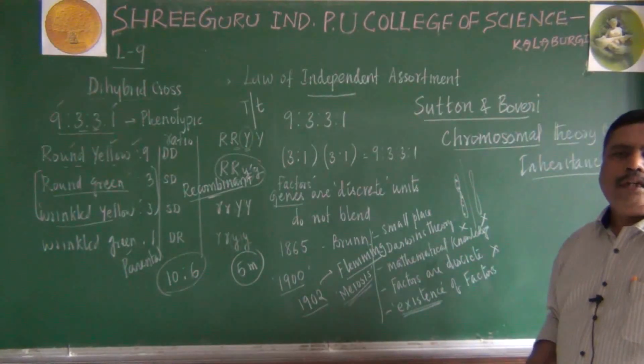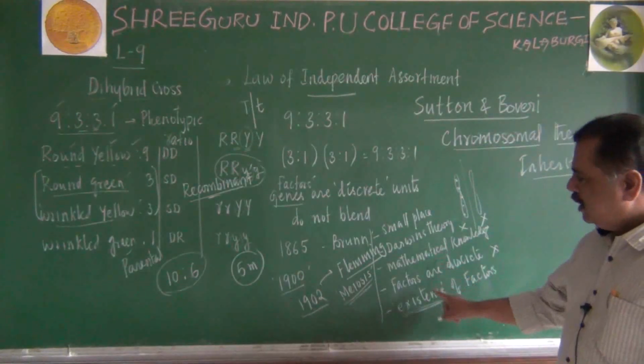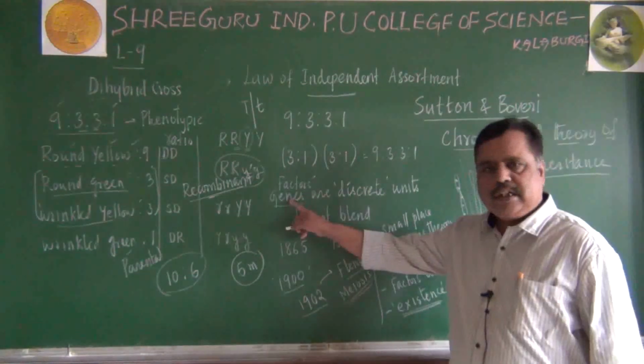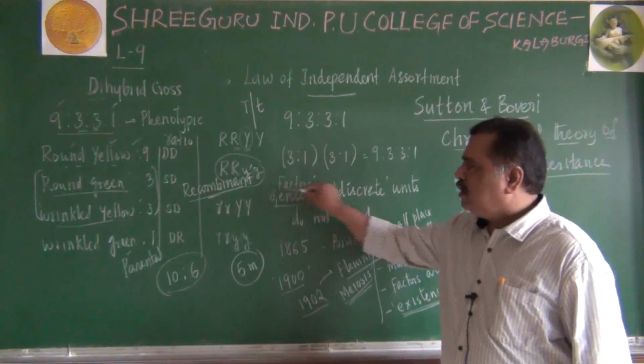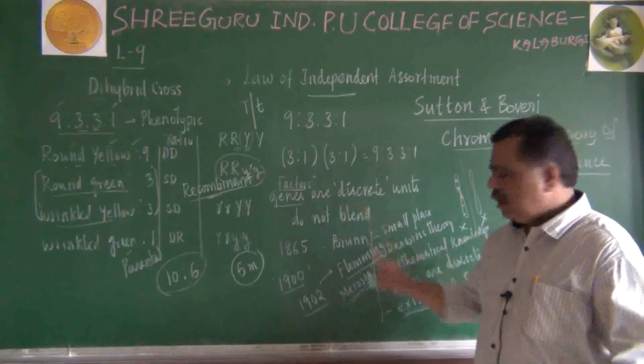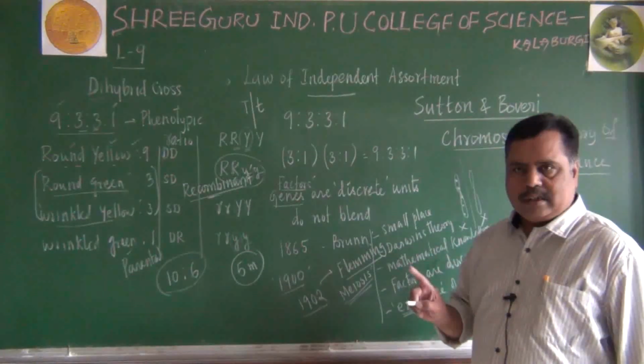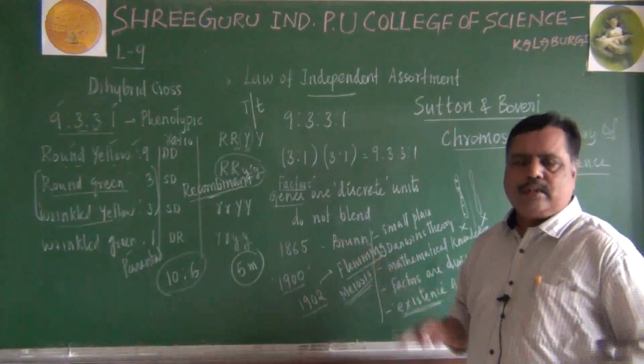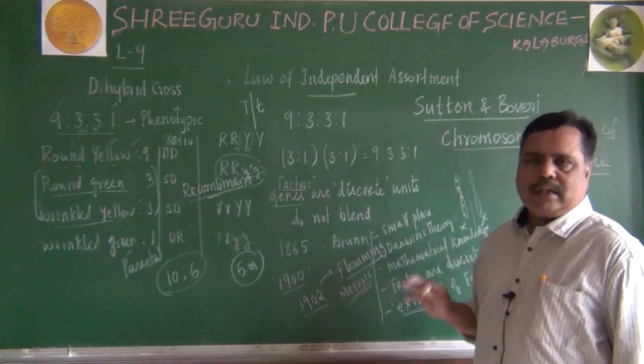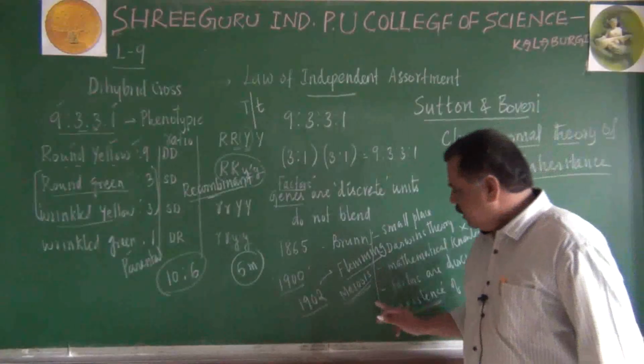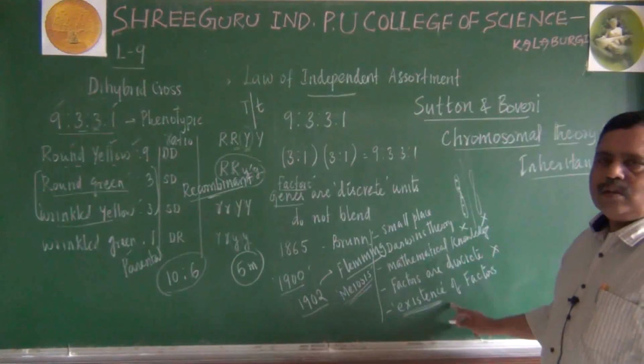Genes assort independently. Of course, Mendel did not know the word gene at all. He used the word factor, and he could not tell where that factor is located. He just told that factors are discrete units. They behave independently. That is called discreteness. Here, the physical existence was not told.